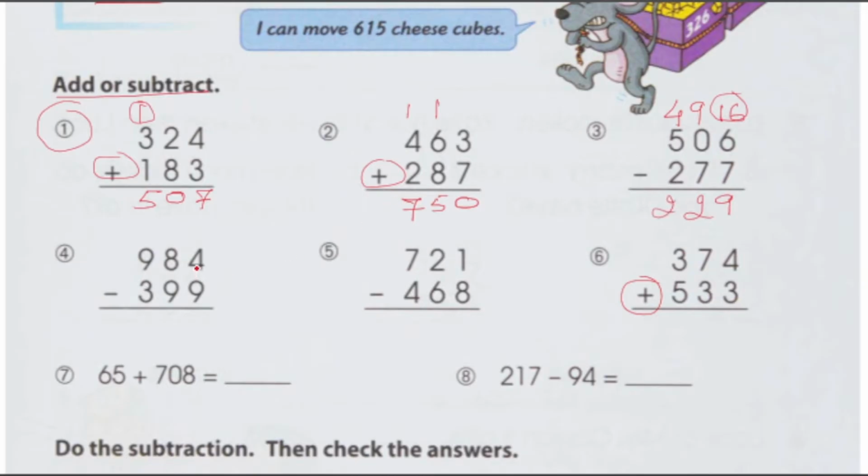This is again subtraction. We can't subtract 9 from 4, so we have to borrow 1. So it will become 14 and it will reduce to 7. 14 minus 9 is equal to 5, and 7 minus 9 cannot be done. So we have to borrow 1 from this side. So it will become 17 and it will reduce to 8. So 17 minus 9 is equal to 8, and 8 minus 3 is equal to 5. So the answer is 585.